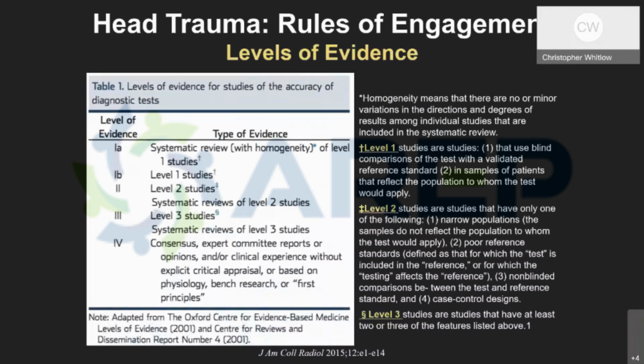Specifically, these data were carefully reviewed for the quality of the evidence using the Oxford Center for Evidence-Based Medicine levels of evidence, which range from level 1A systematic reviews, being the highest quality of evidence, to somewhat more subjective level 4 consensus statements and expert opinion. I've included these details for reference in case this presentation is recorded, and I'll report the levels of evidence for the data that I discuss.